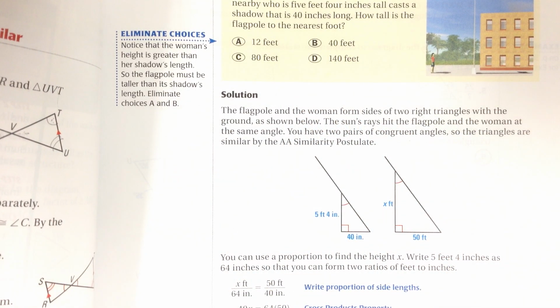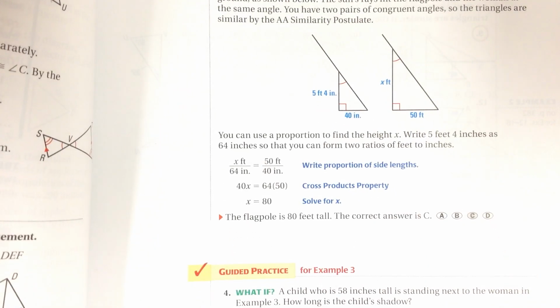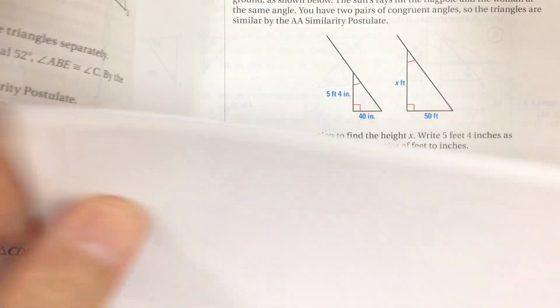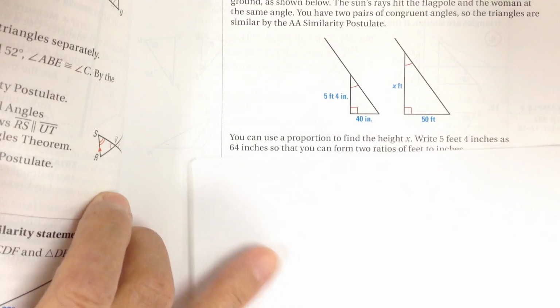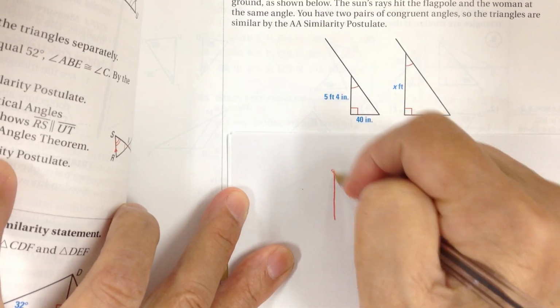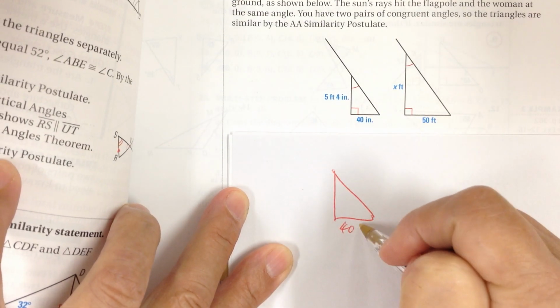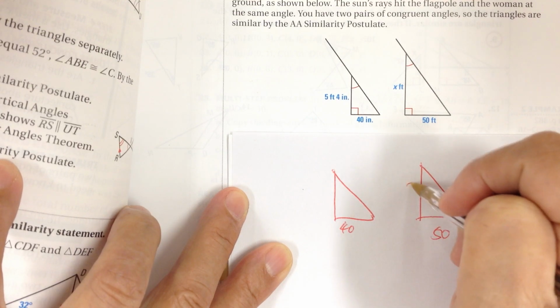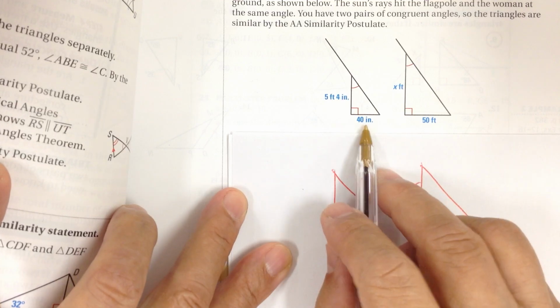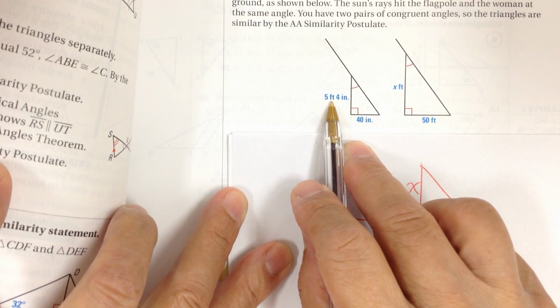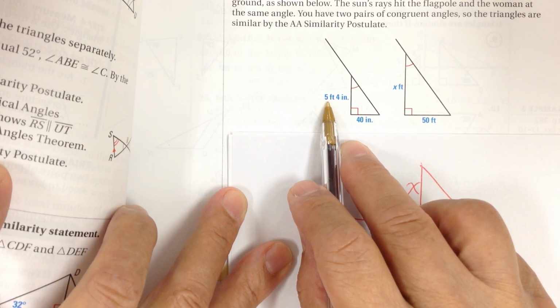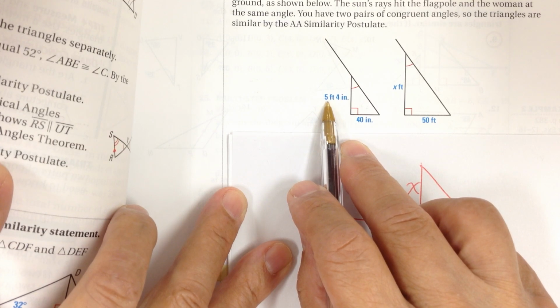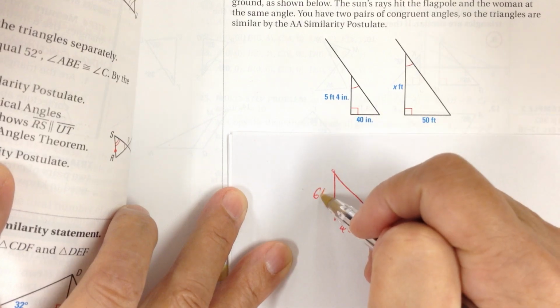So what you want to do is use similar triangles, and remember, similar triangles just match up exactly, right? So you've got two triangles. They've got 40 inches, and this is 50 feet, and this is x, right? Since this is in inches, you have to convert this into inches. So 5 feet times 12 gives you 60, so this is 64 inches.